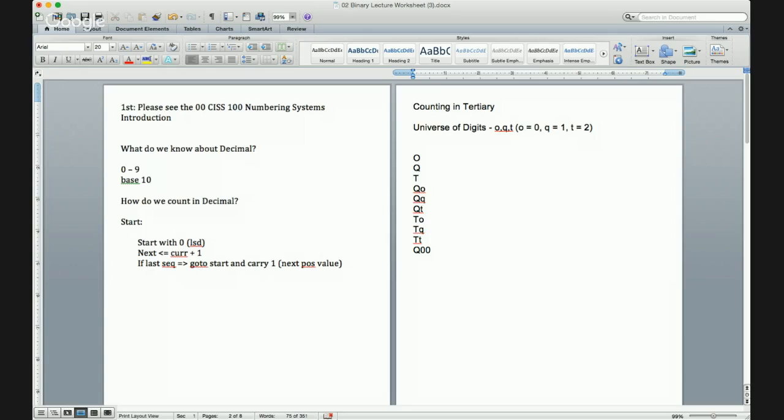What's that? Well, there's zeros there. Yes, my keyboarding skills are lacking. Okay, so that's counting in tertiary. So that's 100. No, well, not really. That's in tertiary, base 3.